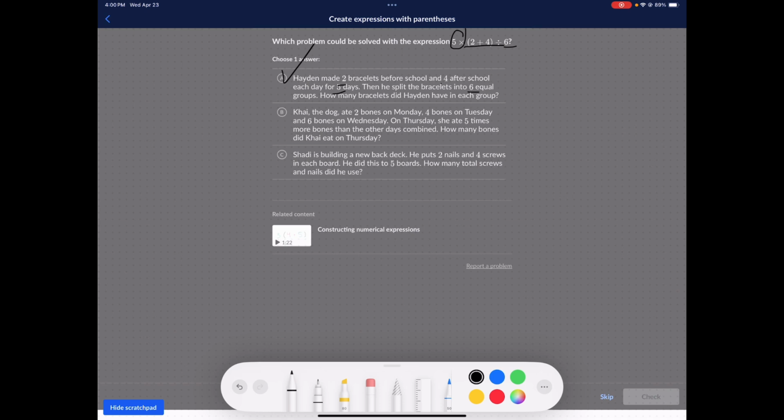Choice B. Kai the dog ate 2 bones on Monday, 4 bones on Tuesday, and 6 on Wednesday. On Thursday, she ate 5 times more bones than the other days combined. How many bones does Kai eat on Thursday? So this wouldn't be our claim. We want 4, 2, and 6. So it would be more like this equation. That doesn't match this. So I don't think it's B.